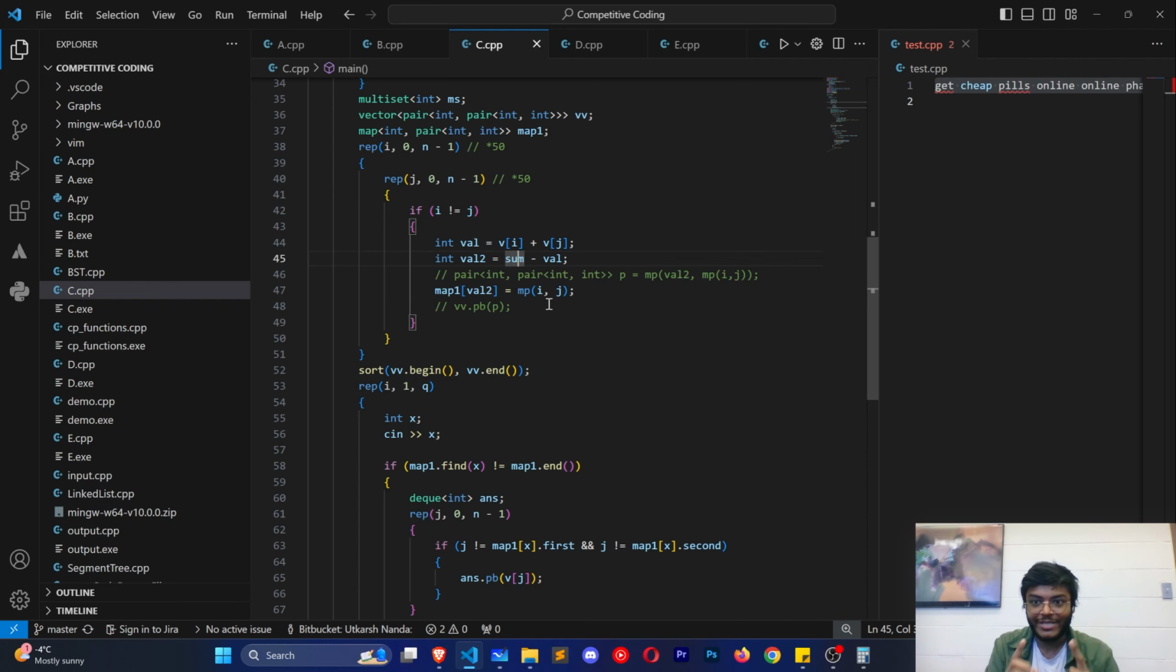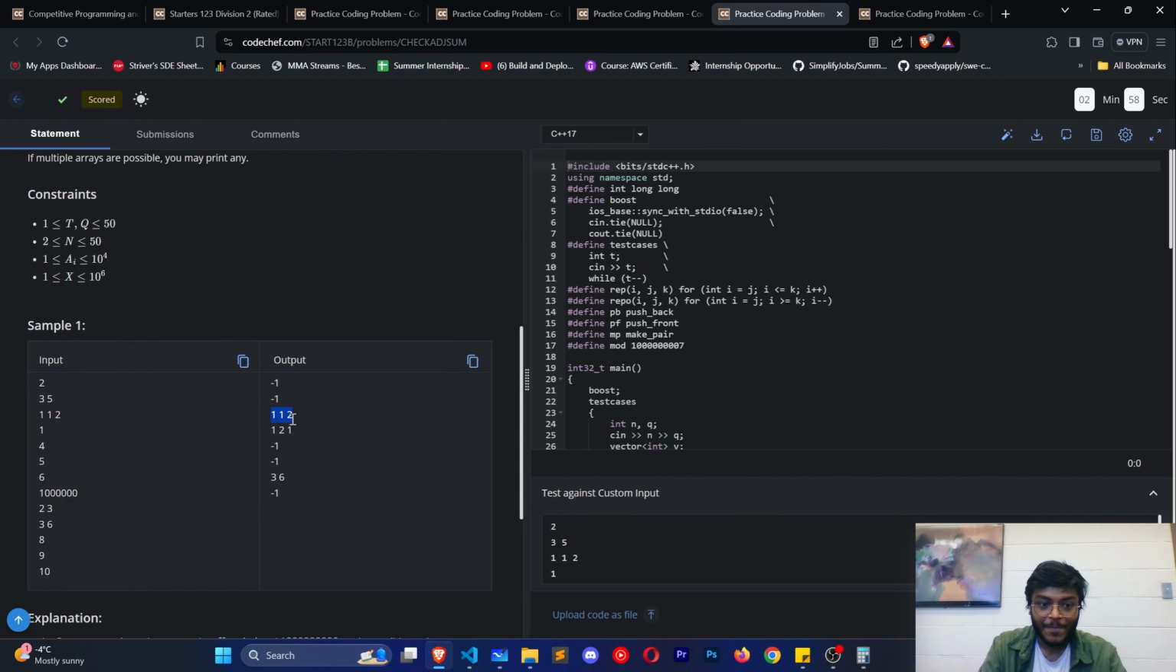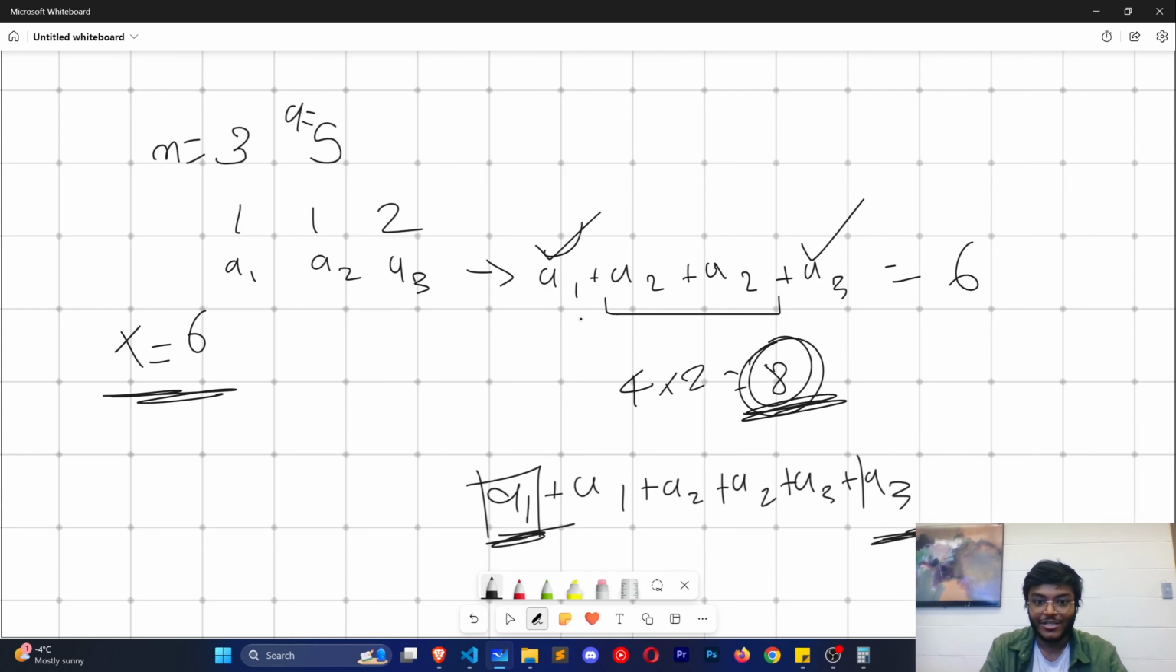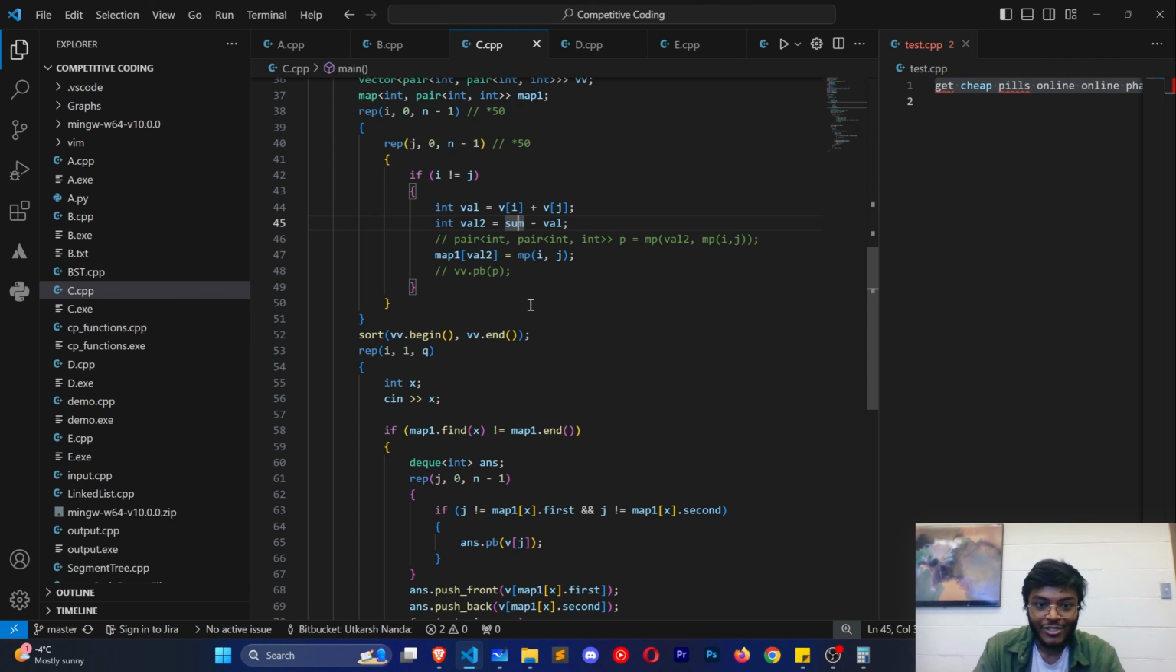And then in the output, they are demanding an arrangement of the values, right? So we'll need to know the indexes of these two elements, which we will be placing at the start and at the end, right? So that's why whatever value we get, we are mapping that value to a pair. This is basically make pair. MP is make pair. We are making a pair of these two indexes, right?